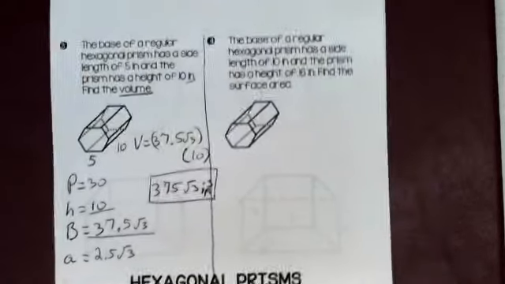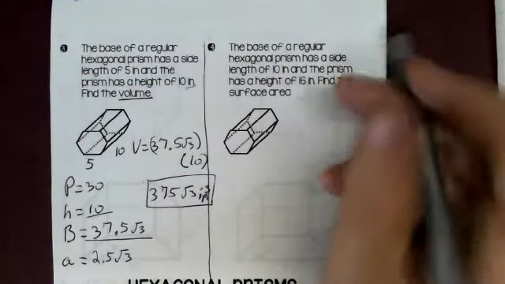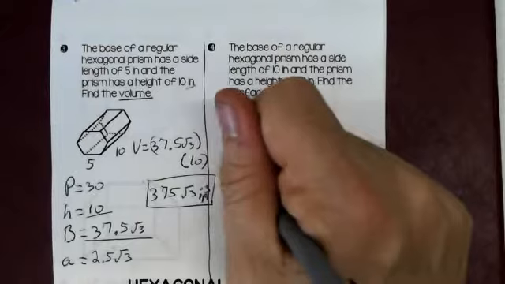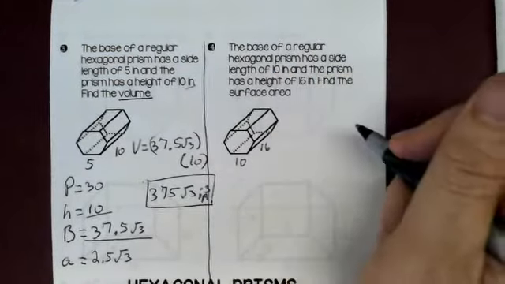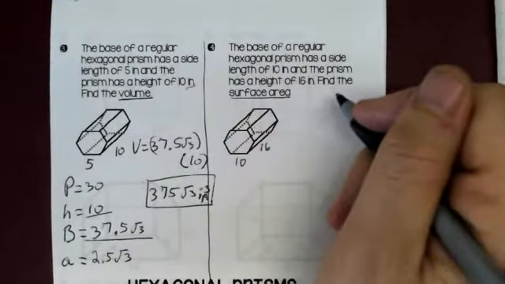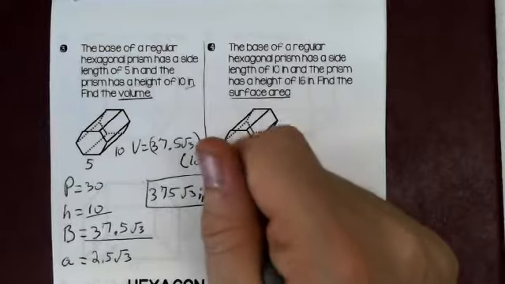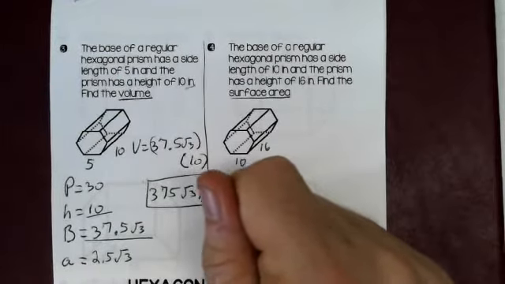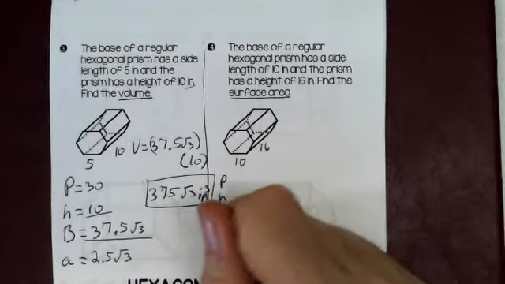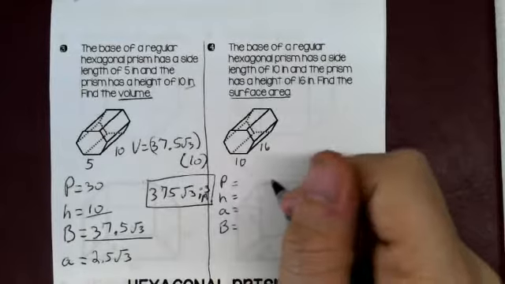And so now for our last problem. Here we have a regular hexagonal prism. Our side length is 10, and our height is 16. And we want to find the surface area. And again, I need lots of things for these hexagonal prisms. I need the perimeter, the height, the apothem, and the area of my base.